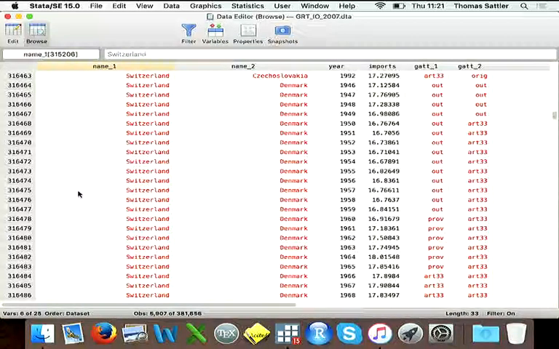And what we have here is whether country 1, in this case Switzerland, is a GATT member, and whether country 2, in this case Denmark, is a GATT member as well. So here in 1946, Switzerland was not a GATT member, and it provisionally entered in 1960, and it entered under Article 33 in 1966. And Denmark here entered earlier, in 1950 already. So we've got all this data, and we have more than 300,000 such country pairs.